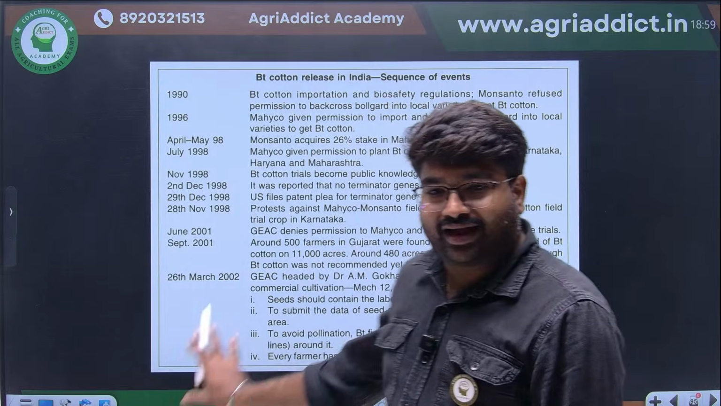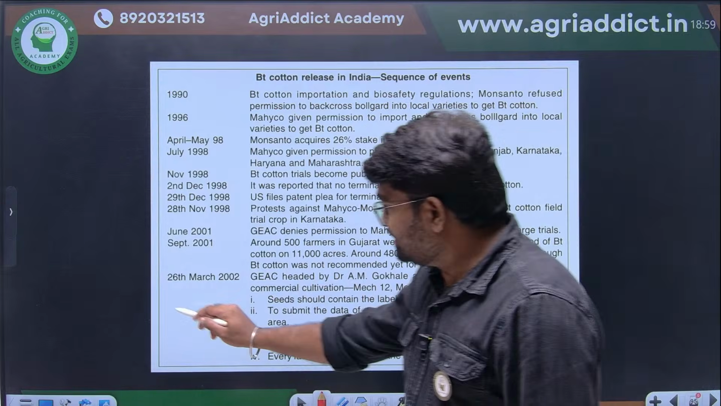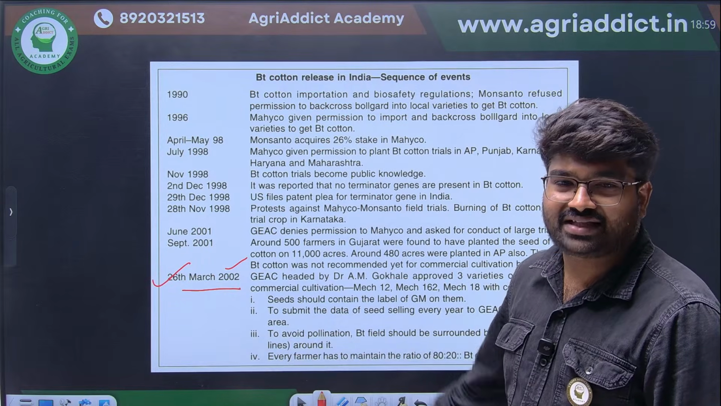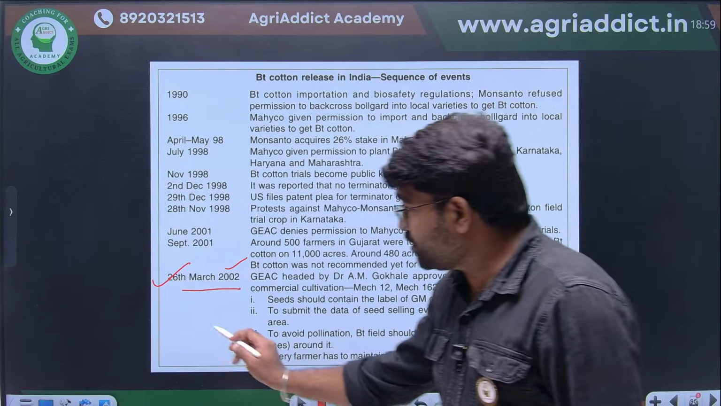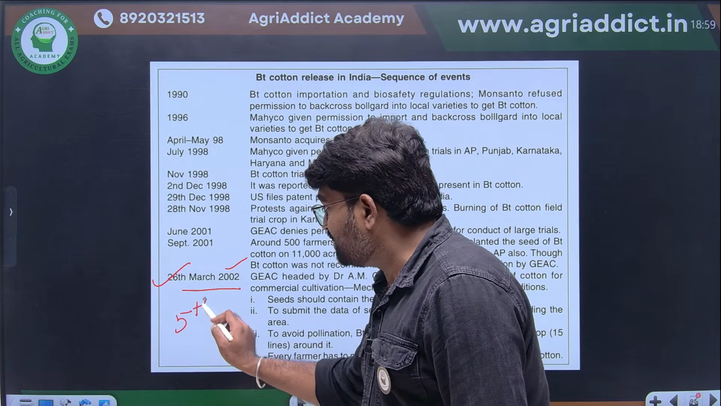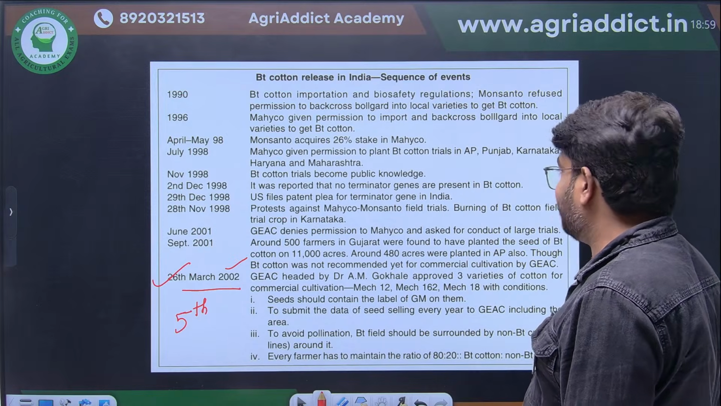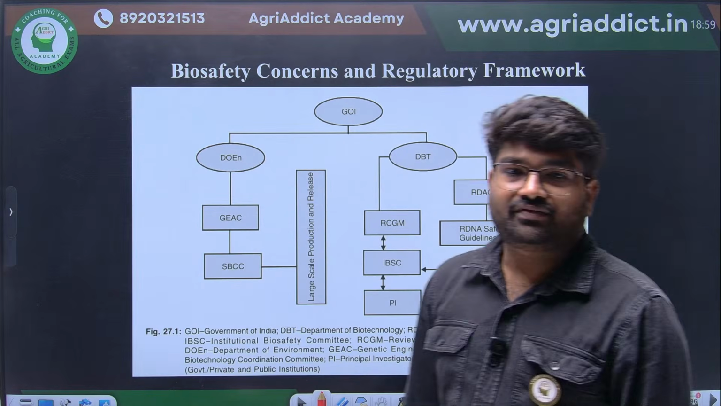Another most important thing, in India, the BT cotton was released on 26th March 2002. This they can ask. And another important thing, India stands at 5th position in the cultivation of BT crops.